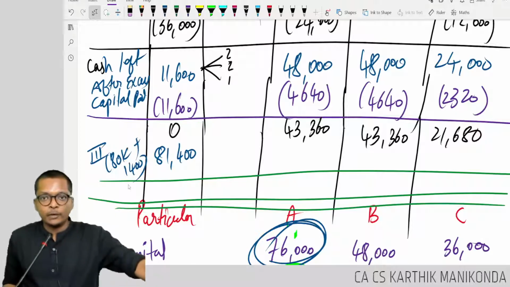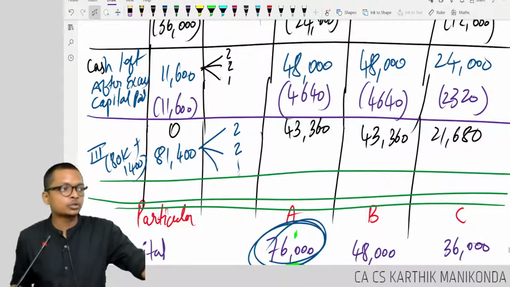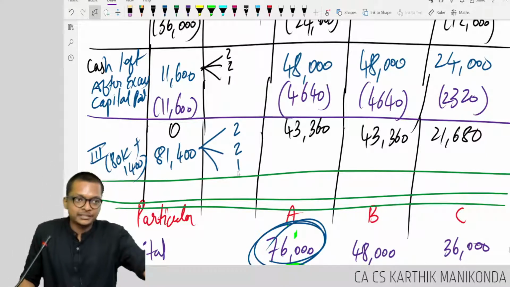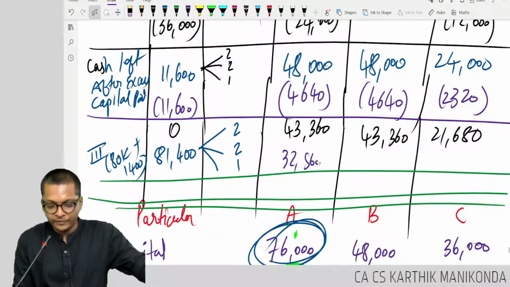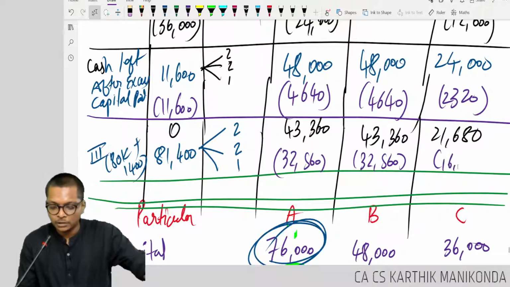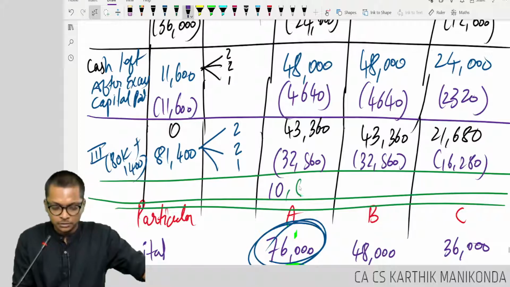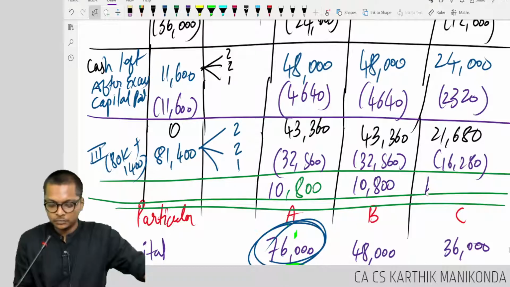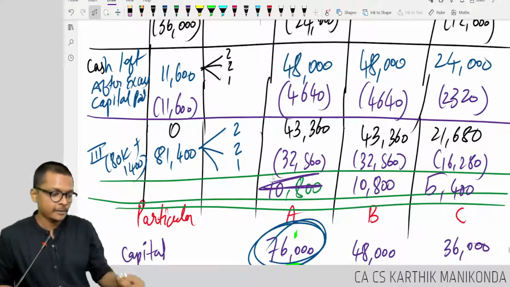Now this 81,400, how will I share it to the three people in the ratio of 2:2:1? What is the value, guys? 32,560, 32,560, 16,280. Can you tell me the closing? 10,000, 10,800, 5,400. Is this the answer that you have?